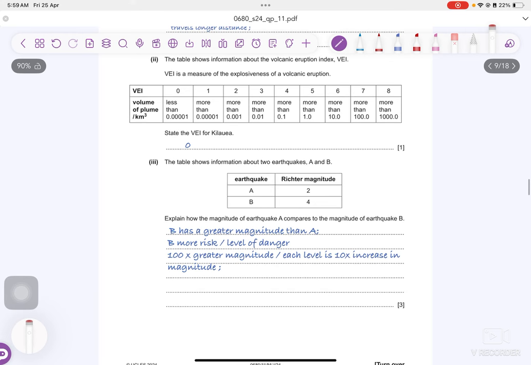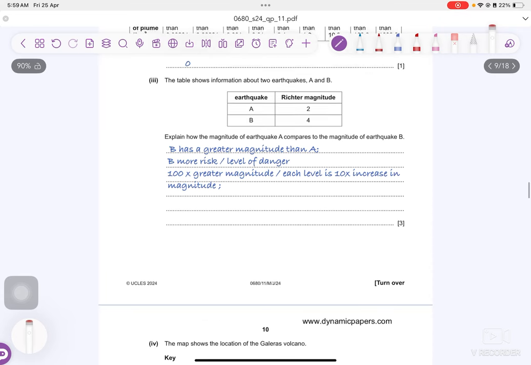The table shows information about two earthquakes, A and B. Earthquake A is 2 Richter magnitude and B is 4. So as you can see, your conclusion here is talking about the magnitude. The question is asking, explain how the magnitude of A compares to the magnitude of B. This explain means describe, okay? Like merely describe, but you will have to explain.